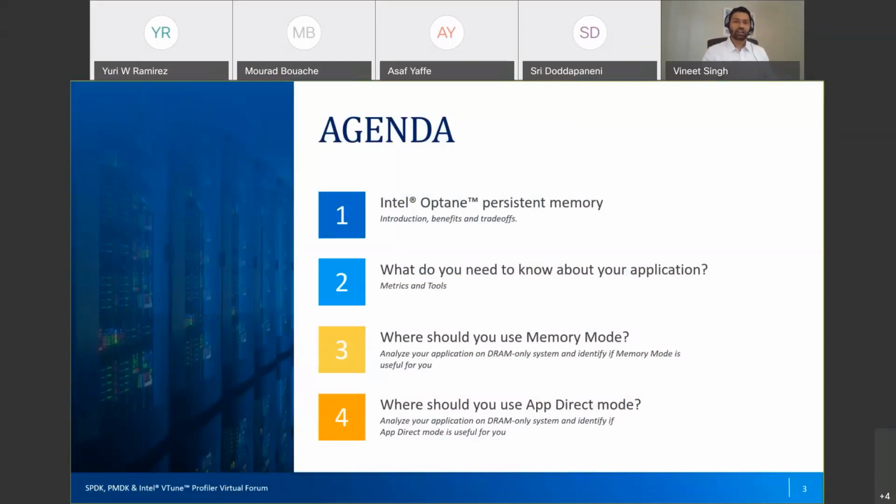Just like any other hardware, this is not a golden bullet. There are particular use cases and scenarios where this technology will help you. And in order to know if you can benefit from this technology, you need to know about your own application. So the second thing I'm going to cover is what you need to know about your own hardware that you are running on and the software that you are running.